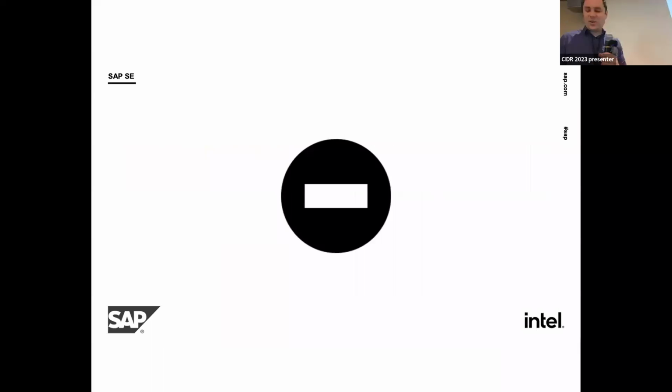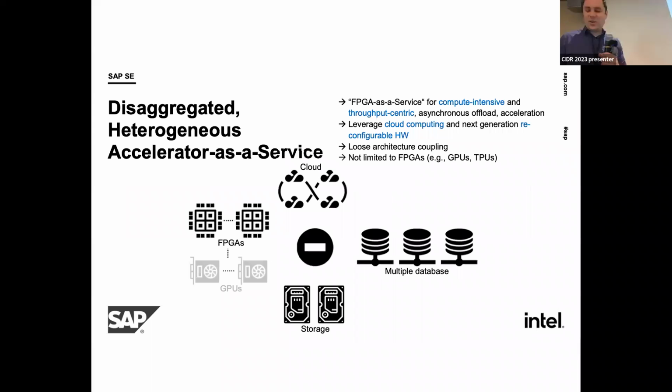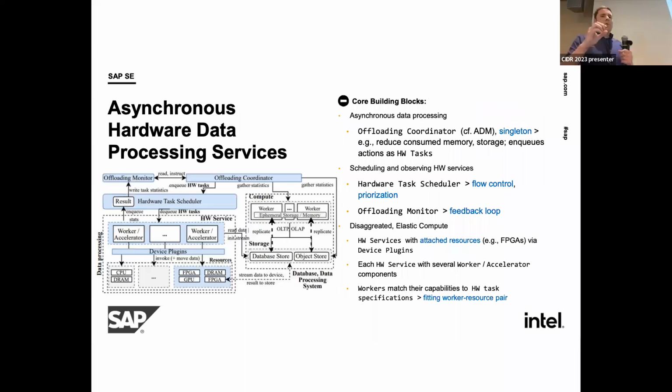So that's why we came up with Dash. Dash is basically going with the trend of disaggregating this kind of compute, but having now some hardware accelerator. You could say accelerator as a service. In our case, it's more like an FPGA as a service for compute-intensive and throughput-centric workloads, and also with a little looser architecture coupling, so basically asynchronously, next to the actual data system.